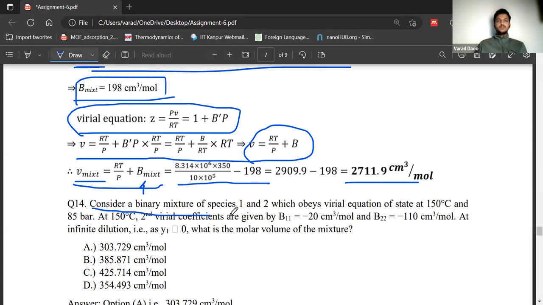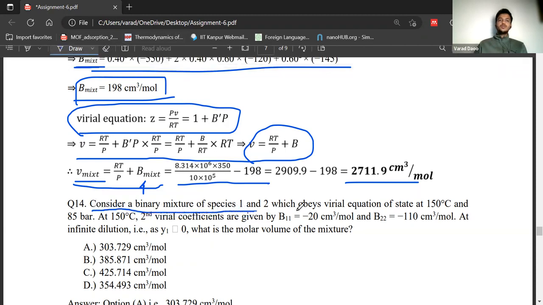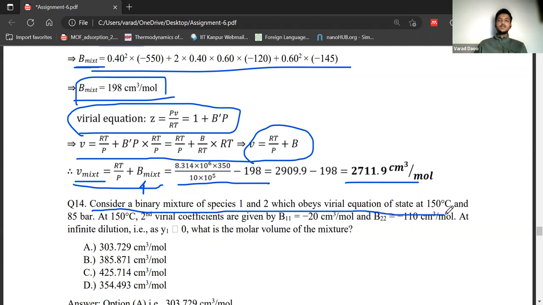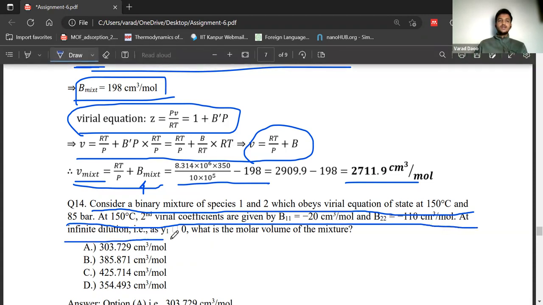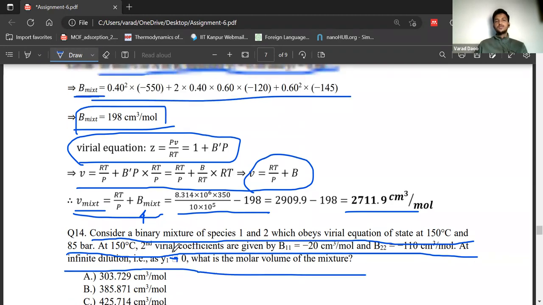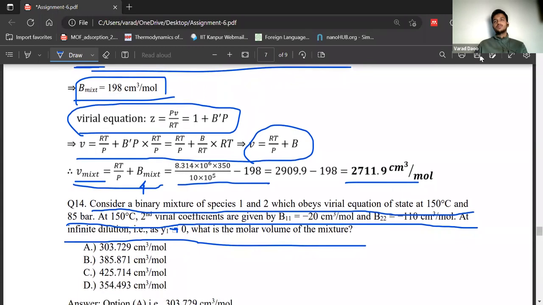Consider a binary mixture of species 1 and 2 which obeys the virial equation of state at 150 degrees Celsius and at 85 bar. At 150 degrees centigrade, second virial coefficients are given by B11 as this and B22 as this. At infinite dilute condition, let's say y1 tending to 0, what is the molar volume of the mixture, right? So these are the options which they have. So I'll give you a couple of minutes to try.